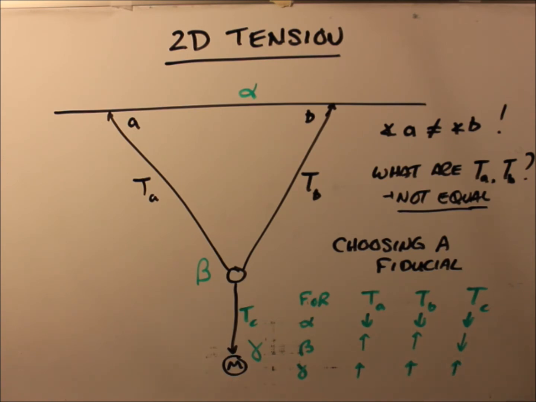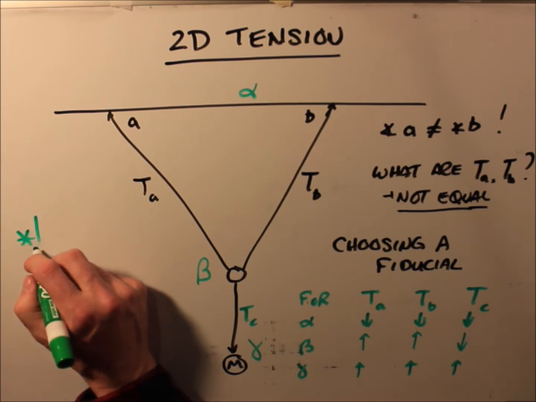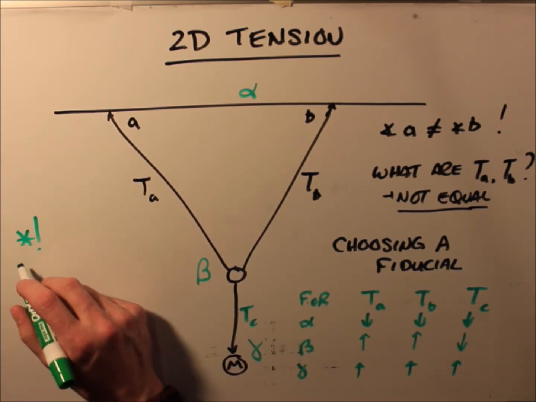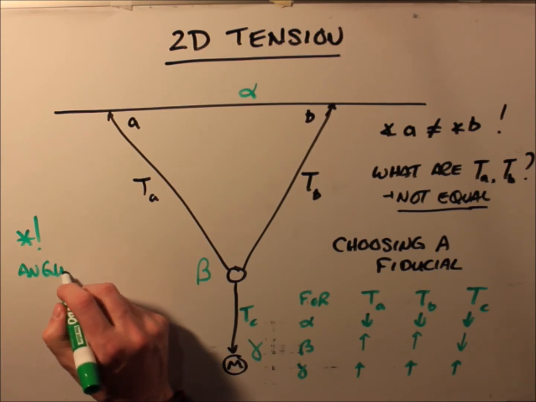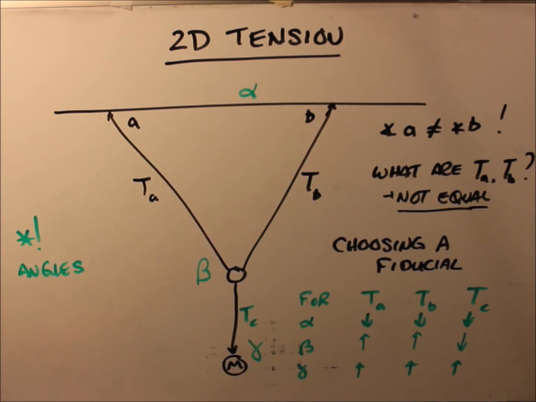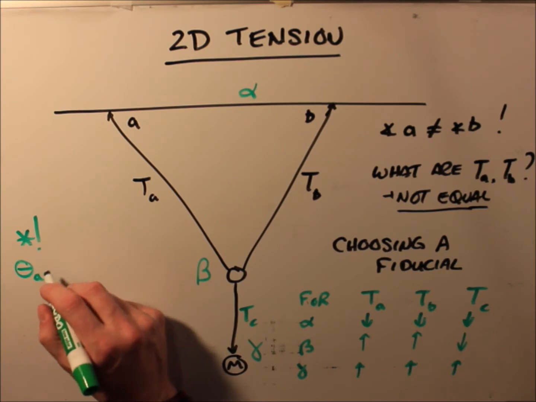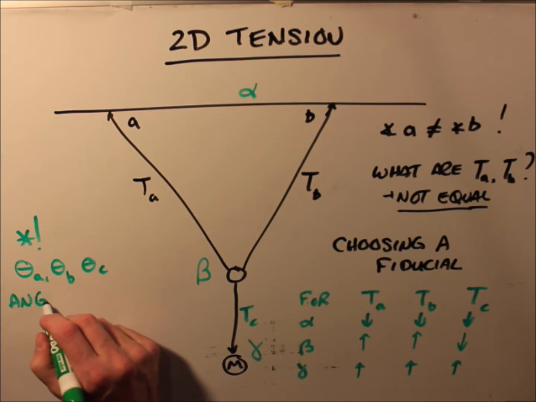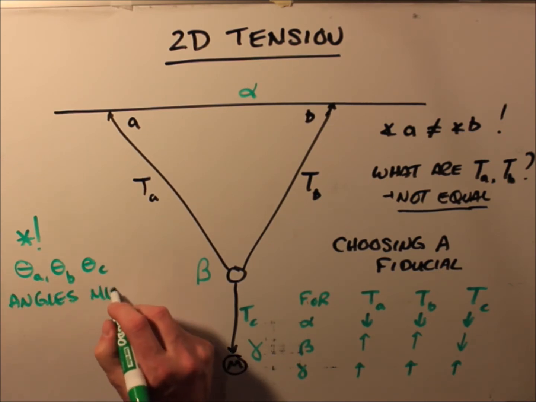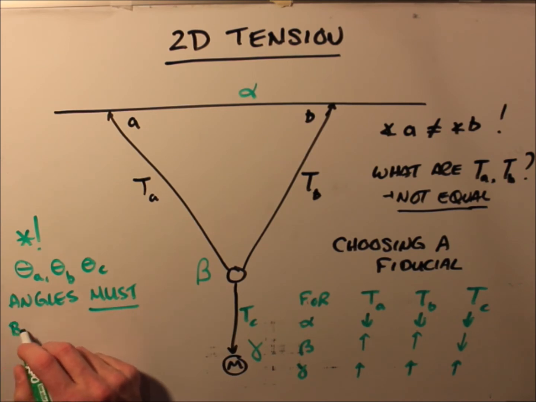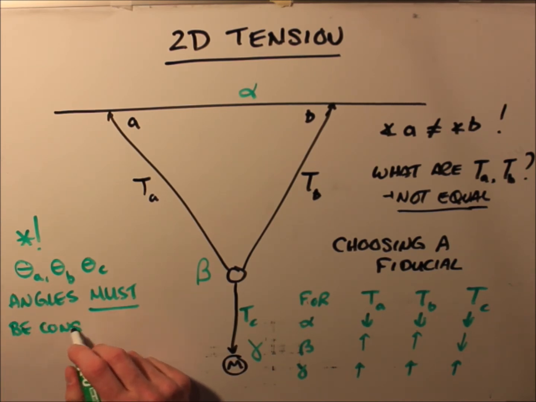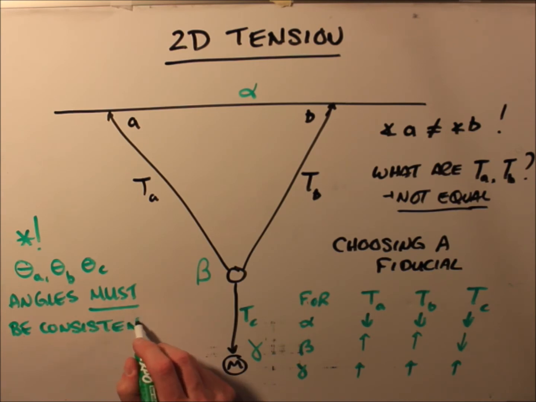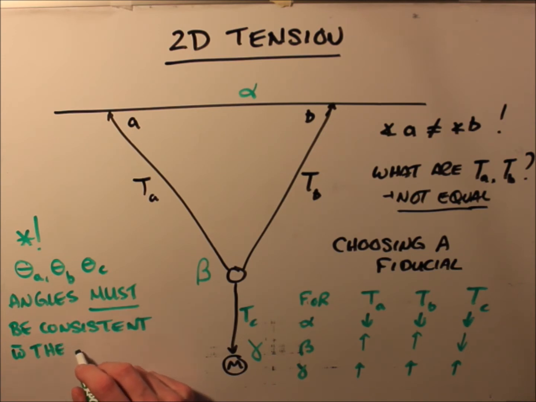Now this isn't all that difficult, but here's the point that all of you must remember: the angles, theta A, theta B, and theta C, must be consistent with the frame of reference of the fiducial point.